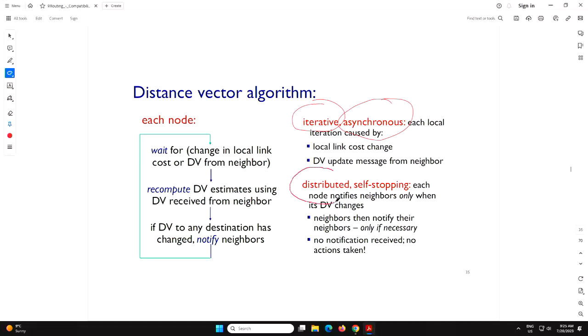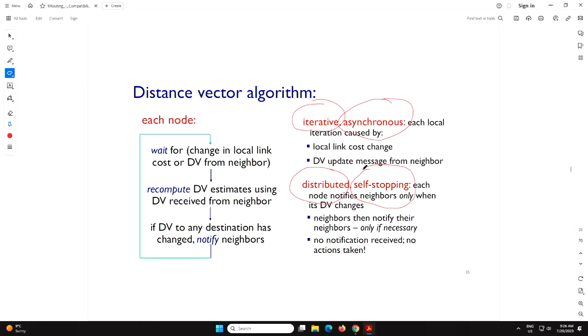Another one is distributed. I have already highlighted that. So in link state routing, it's not distributed, it's centralized. It means that you have to get the entire global information of the network at your hand before you can compute the Dijkstra's algorithm. Here it's not centralized, it's distributed, so you just work on whatever information you have, right? And it's self-stopping, right? Self-stopping means that it will converge on its own. So if you let it iterate many times, it will converge.